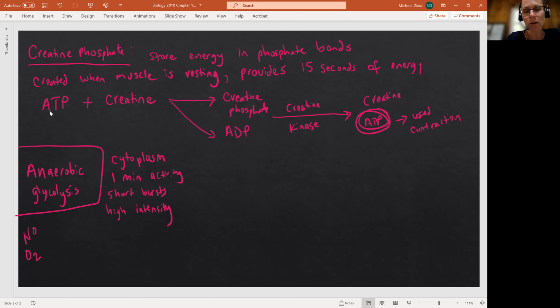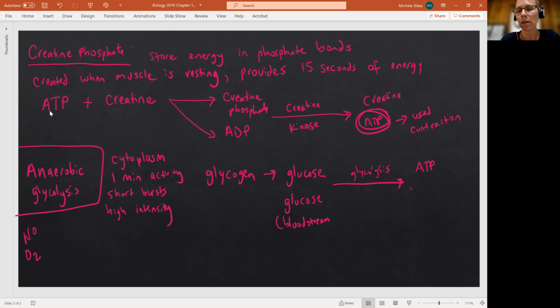And so you're either taking your glycogen, breaking it down into glucose, or you're taking your glucose from your bloodstream, and you're going to break that down. This is the process of glycolysis. And you're going to get a little bit of ATP, and you're going to get this molecule called pyruvic acid.